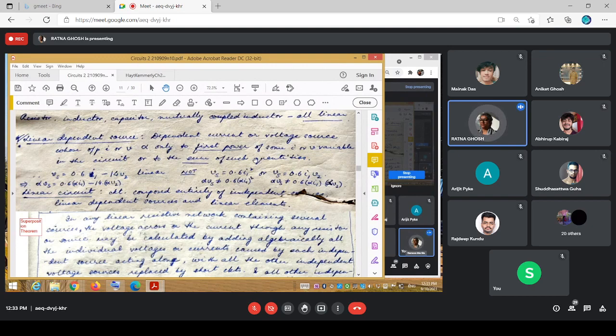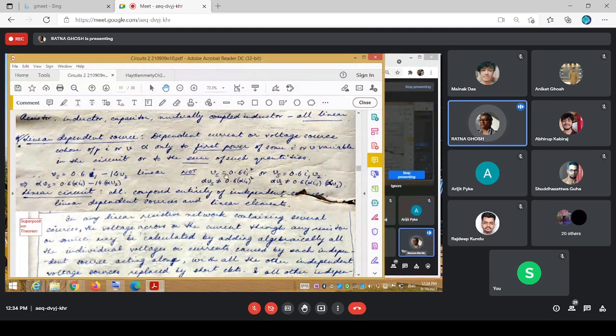What do we mean by that? If we have a dependent voltage source, dependent on some I1 and some V2 in this form, 0.6 I1 minus 14 times V2, that is a linear source. Why so? Because if each of these two is multiplied by alpha, equivalently the whole thing is multiplied by alpha, alpha times Vs. So it's a linear relation. So it's a linear dependent source.